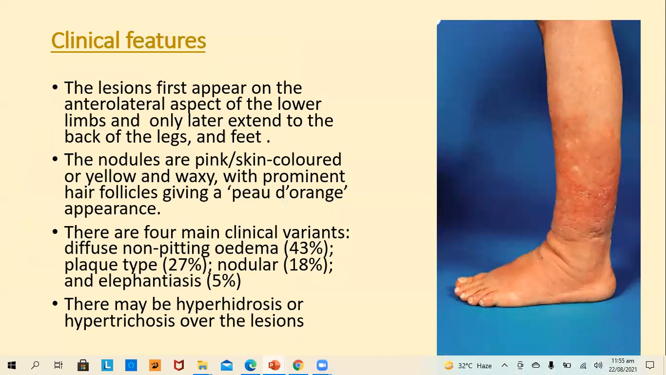Clinical features. The lesions first appear on the anterolateral aspect of the lower limb and only later extend to the back of the legs and feet. Nodules are pink and skin colored, yellow or waxy with prominent hair follicles, giving a pudgy orange appearance. There are 4 main clinical variants: diffuse non-pitting edema 43%, plaque type 27%, nodular in 18% and elephantiasis in 5%. There may be hyperhidrosis or hypertrichosis over the lesion.